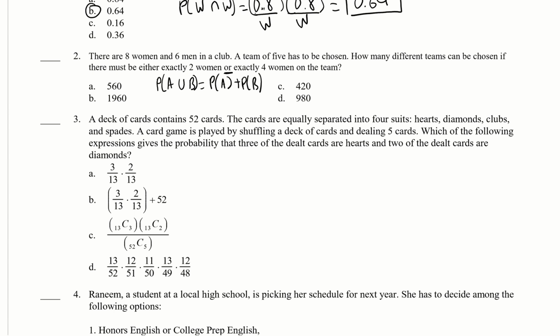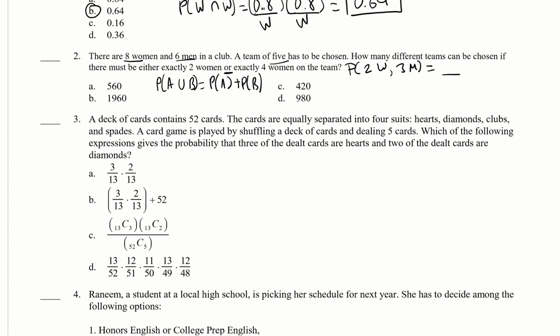Okay, so in this case, probability A, exactly 2 women. There are 8 women, 6 men in a club, and we have a team of 5 that must be chosen. Here, order doesn't matter, because the order in which you choose the women or men doesn't matter, so we are using a combination. Let's go ahead and do the probability that X is equal to 2 women. If we're choosing 2 women, then that means we're choosing 3 men, right?